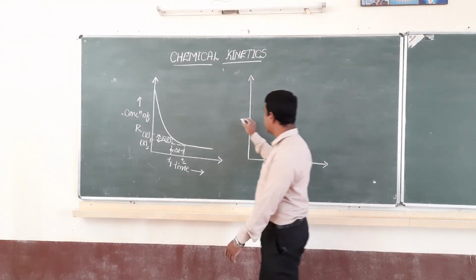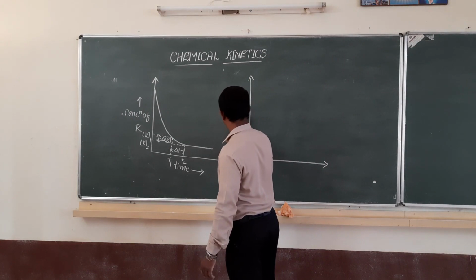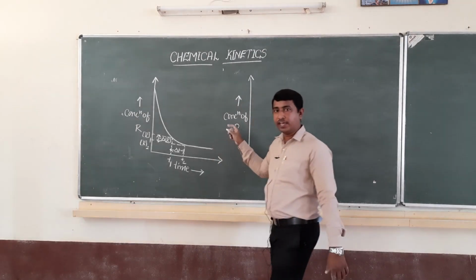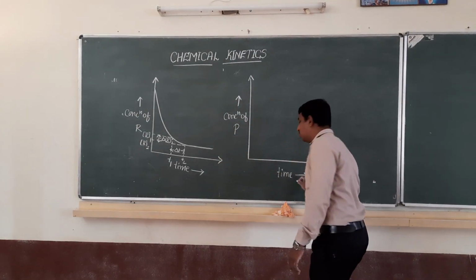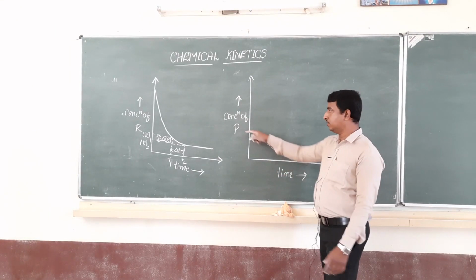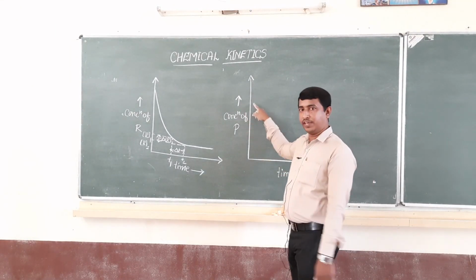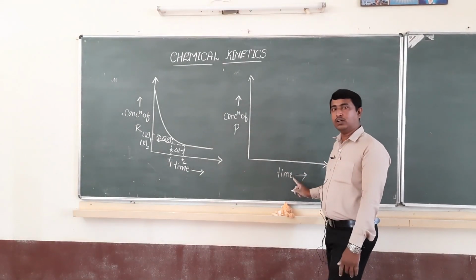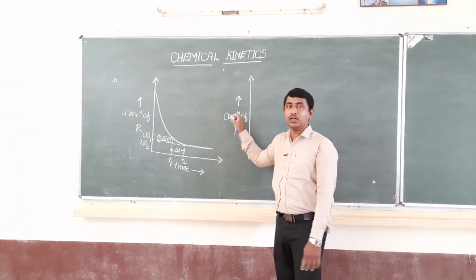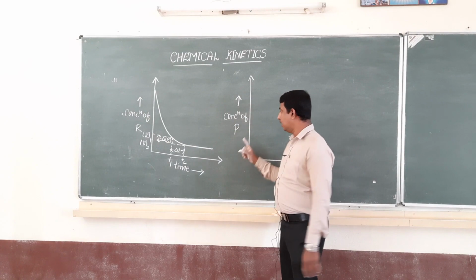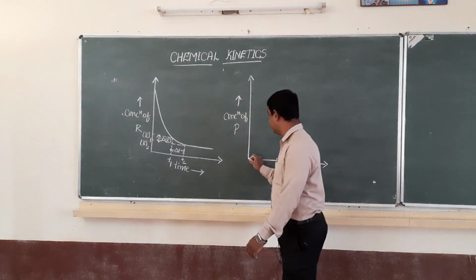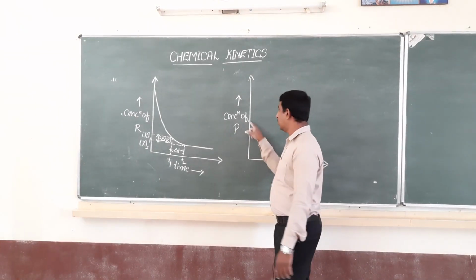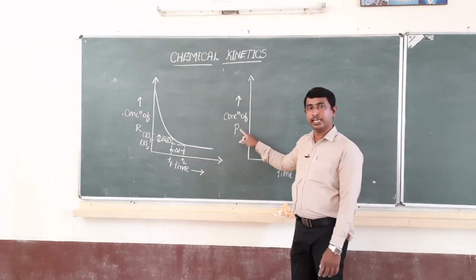I will take concentration of the product along y-axis, time I will take along x-axis. So concentration of the product is taken along y-axis, time is taken along x-axis. Now what about the concentration of the product in the beginning? In the beginning, concentration of the product is equal to 0. When time t equals 0, concentration will be 0 in the case of product.